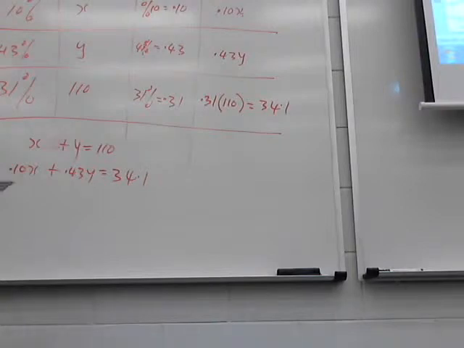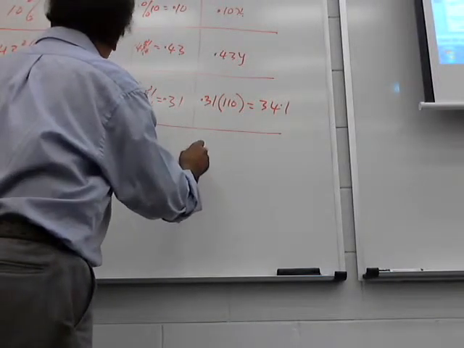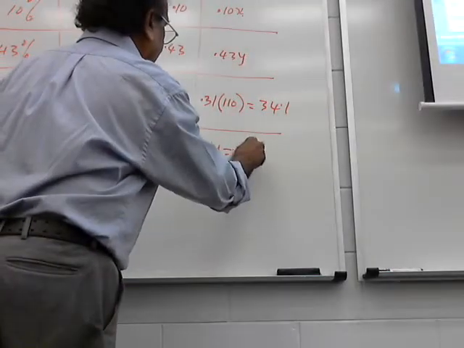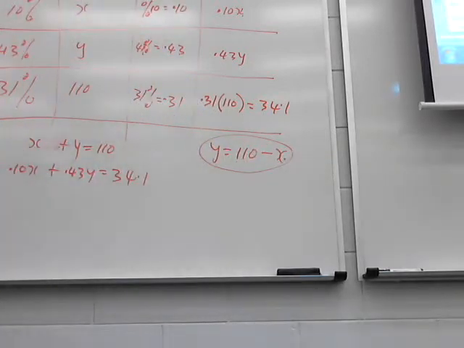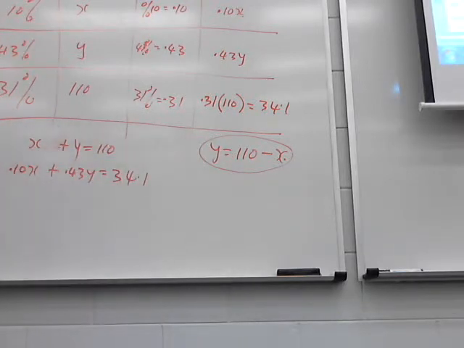To use substitution, we can take equation 1 at the top there and solve for y. So y is going to be equal to 110 minus x. We solve for y, and now we'll use substitution. We'll substitute this y here for y in here, and we'll get an equation all in one variable.